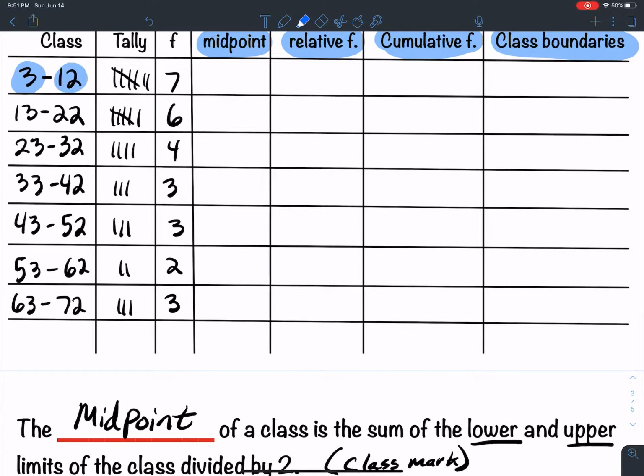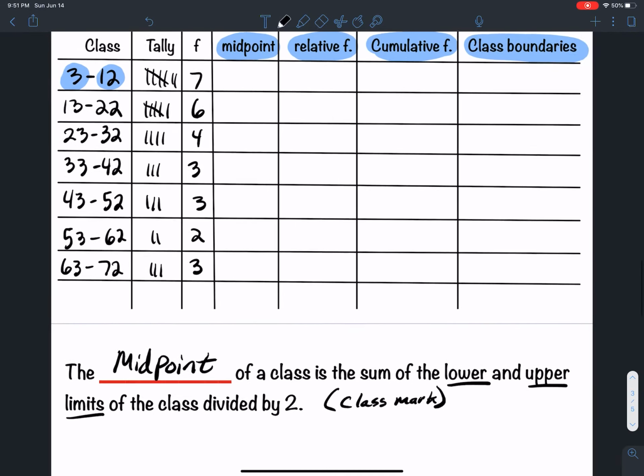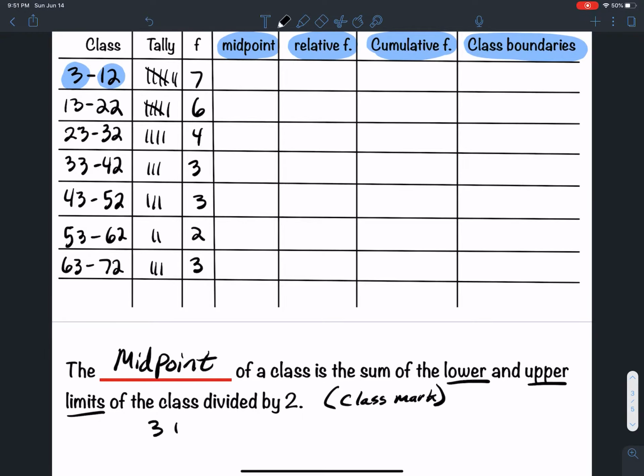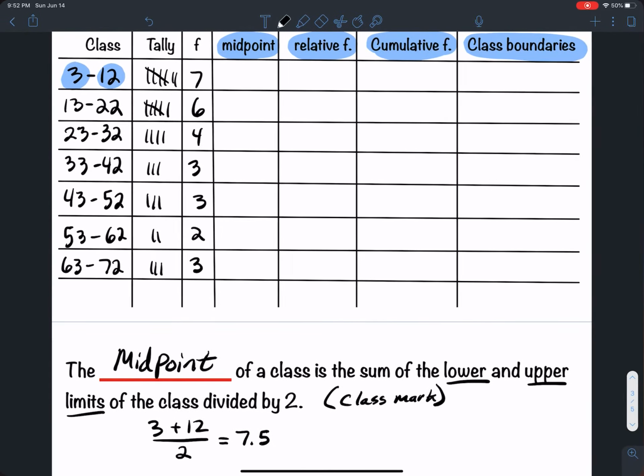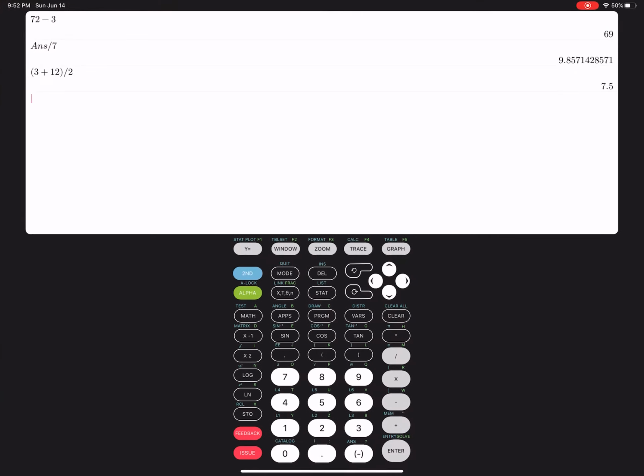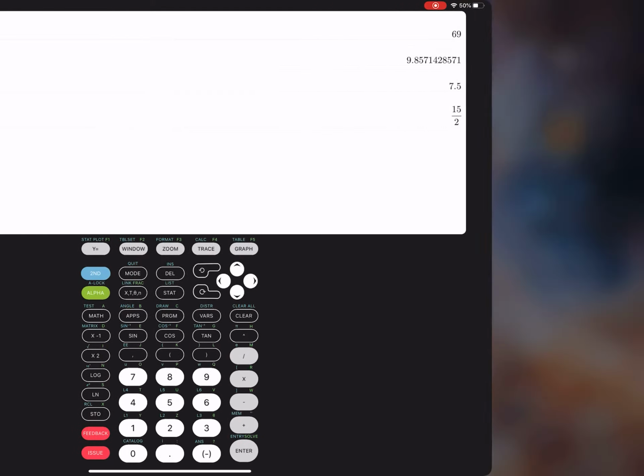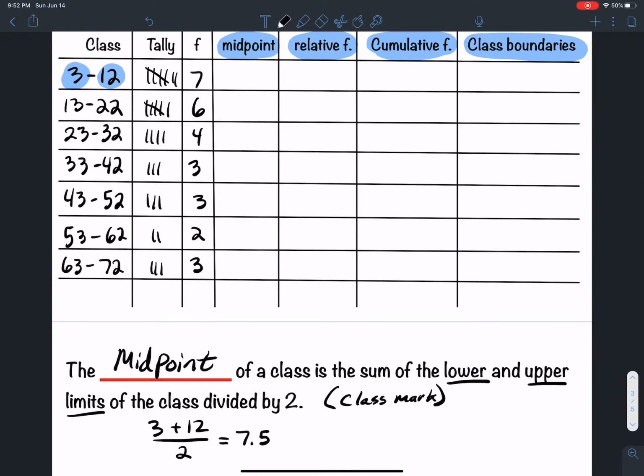That's 3 and 12. So I'm going to take 3 plus 12, and I'm going to divide by 2, and that gets me 7.5. Okay, so you go to your calculator, parentheses 3 plus 12, close parentheses, divide by 2, enter, you get 7.5. If you ever needed a fraction, all you have to do is hit the math frac button, and it would turn it to a fraction for you. Okay, so 7.5 is the first midpoint, right? What about the next one?